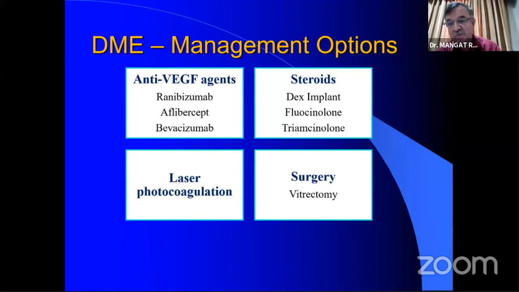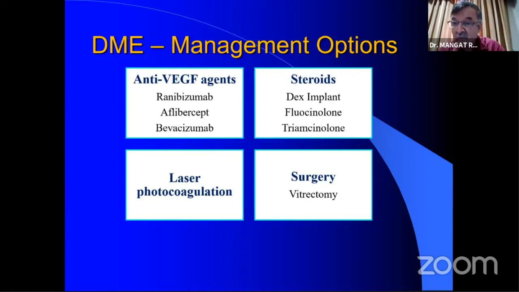So what are the treatment options? That is the basic topic. The treatment options for DME at this time are anti-VEGF agents, of which we have 3: ranibizumab, aflibercept, and bevacizumab. Of course, we have steroids: dexamethasone implant, fluocinolone, which we don't have, Iluvien, and triamcinolone, 2 of them.